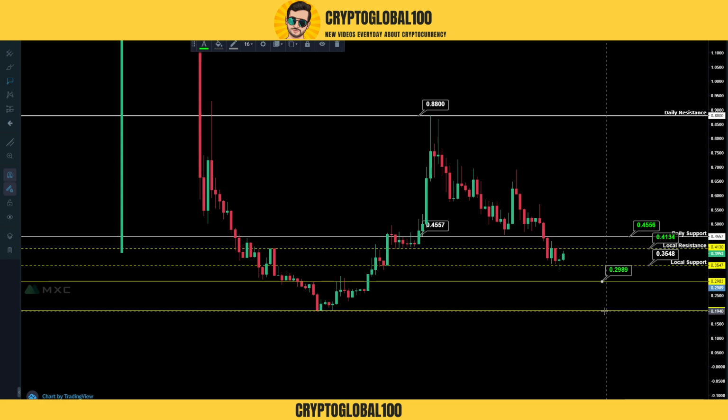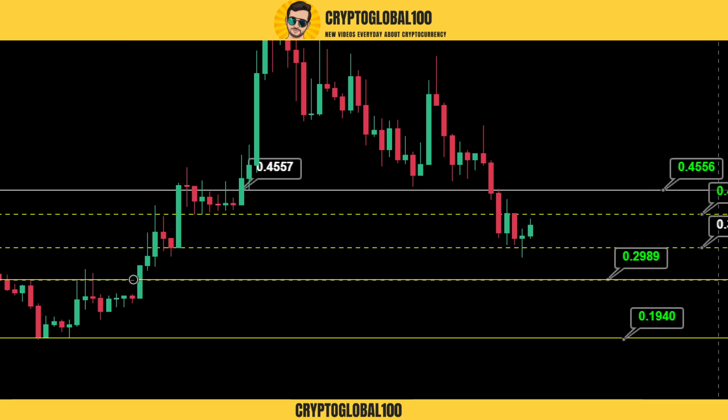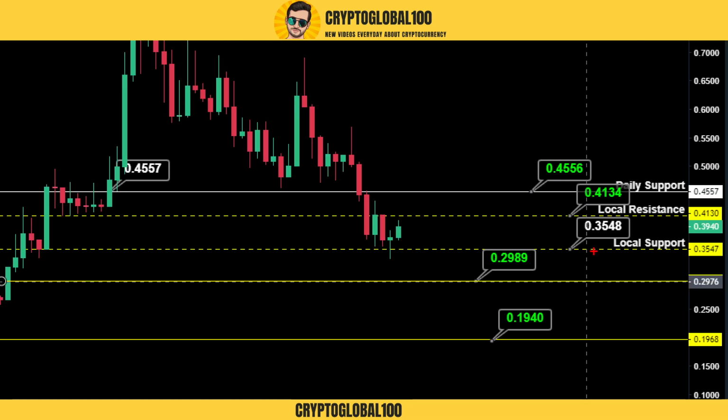This is the bottom here. Let me do this again for you guys. This one is 0.1940. So these are some zones here. You can keep that in your mind. When support one broke, this became the next support, then this became the next support. Now these two are other support levels. So you have to watch out.